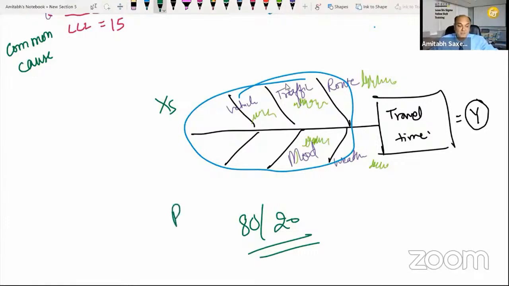So one of the techniques I was talking about is Pareto. Pareto was an Italian economist who found that 80% of the wealth in Italy was with 20% of the people. 80% of the people owned the remaining 20% of the wealth.